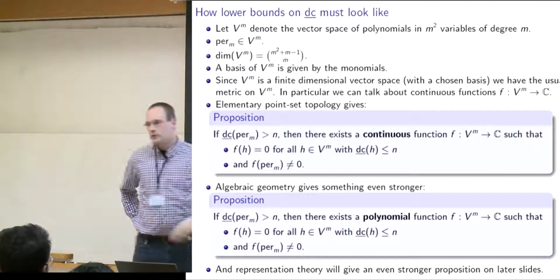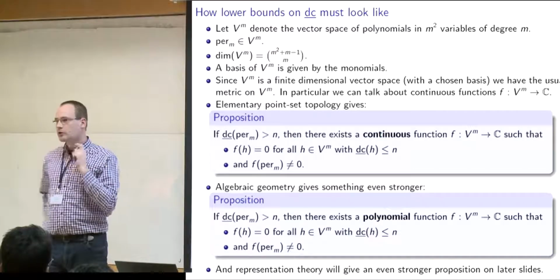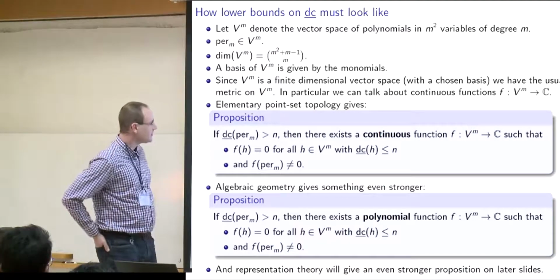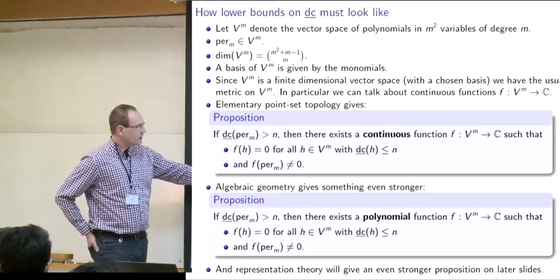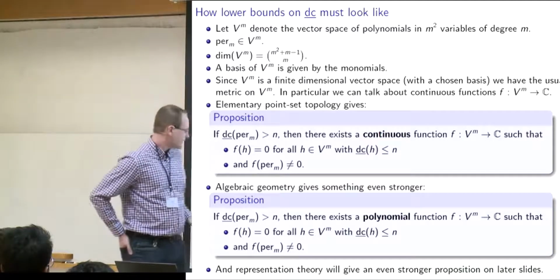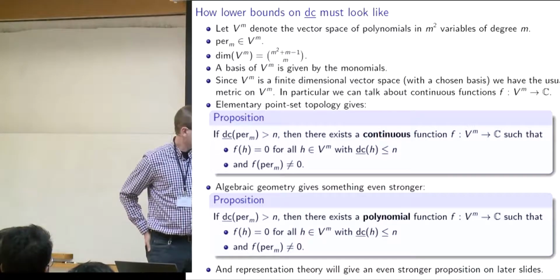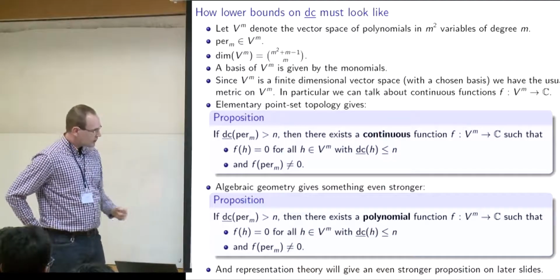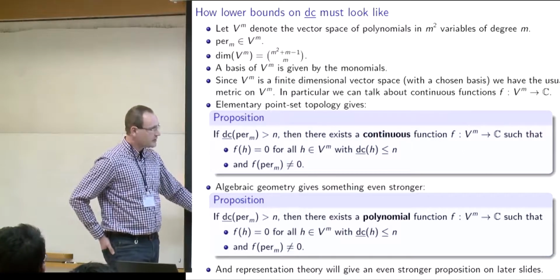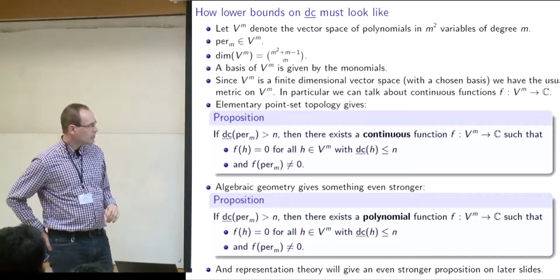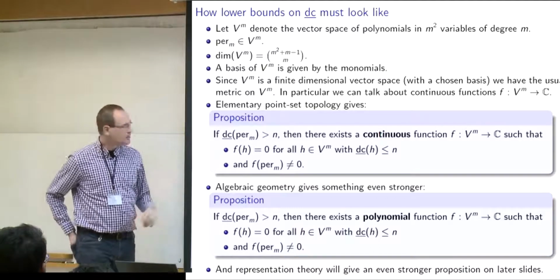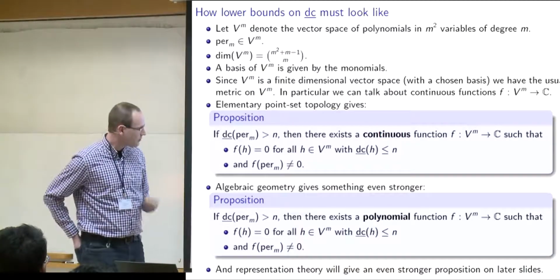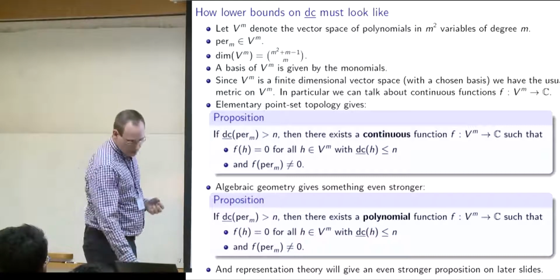That's already pretty nice. If we want to prove lower bounds, we only have to look at continuous functions. But now we go much further. Algebraic geometry gives us something even stronger. If we have a lower bound, then there exists even a polynomial function that has the same properties. It vanishes on all the low complexity polynomials, and for the permanent it is non-zero. And if we want to bring representation theory into the picture, then this gives us even stronger properties of the functions that we only have to look at. There will not be so many functions that could possibly give a lower bound. So we will have a rich mathematical structure that will tell us where to look.